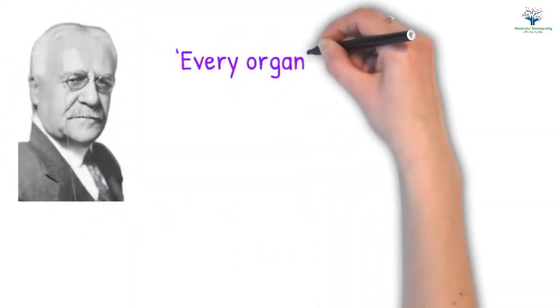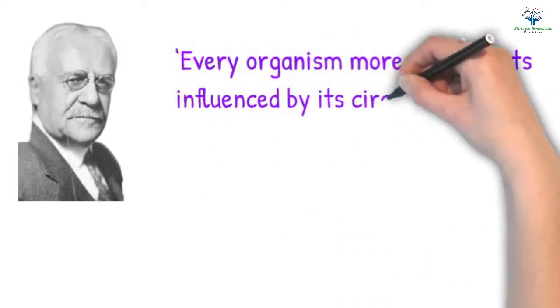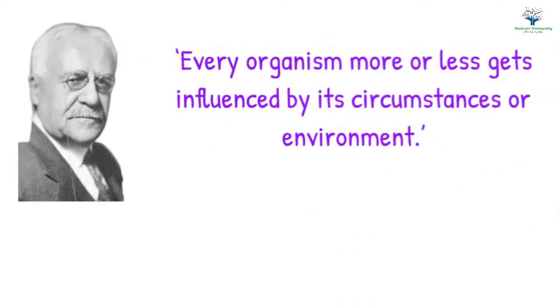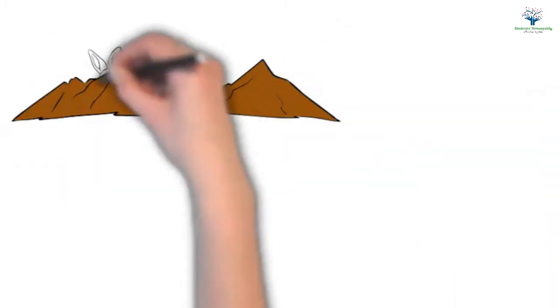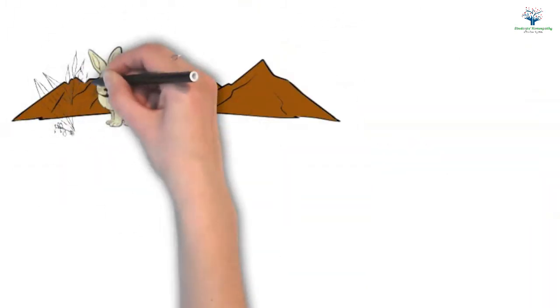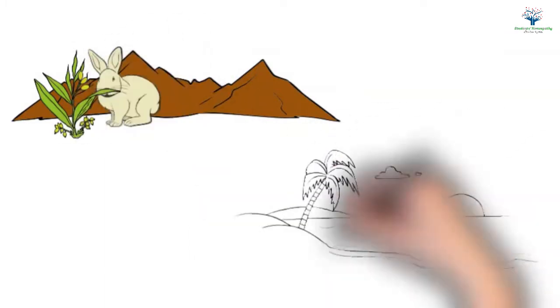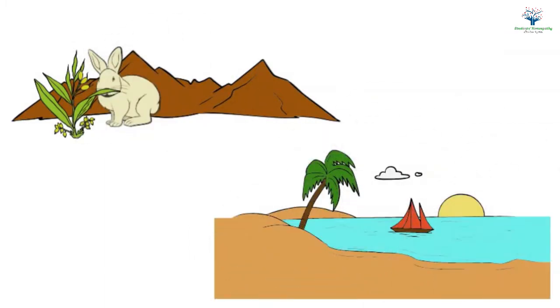So, Roberts starts the chapter by quoting, "Every organism, or everything that has life, is more or less influenced by its circumstances or environment." This means a plant or animal which survives easily in a particular or specific environment cannot grow or survive easily in a different environment. Roberts explains this with the examples of the vegetable and animal kingdom.